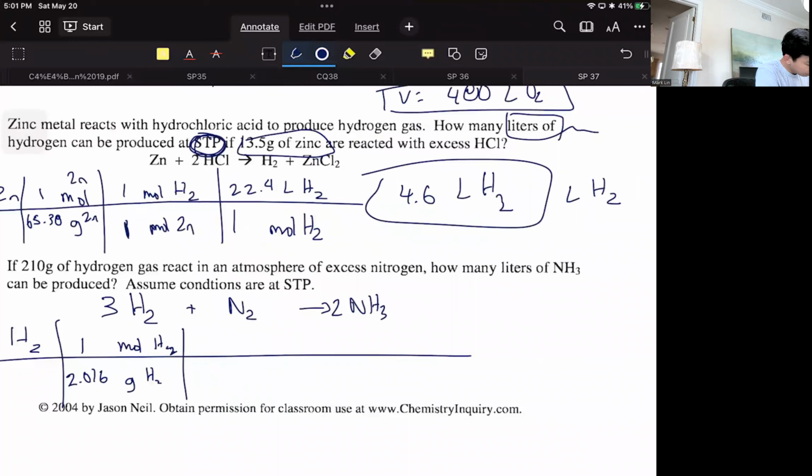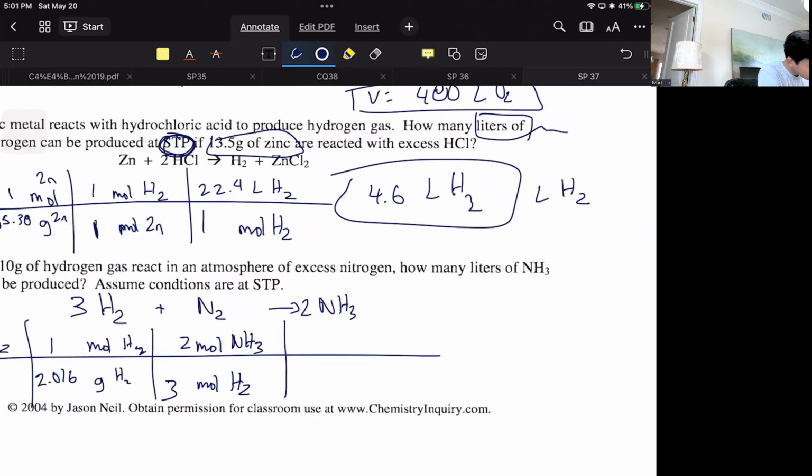And then we use the mole ratio. We need to find moles of NH3. So there are 2 moles of NH3, there are 3 moles of H2, and then last but not least, STP. 1 mole of NH3 gives you 22.4 liters of NH3. That's 1,600 liters of NH3.